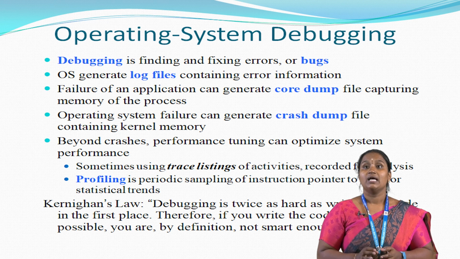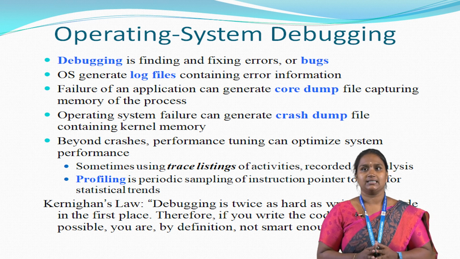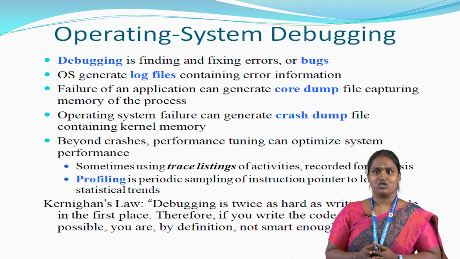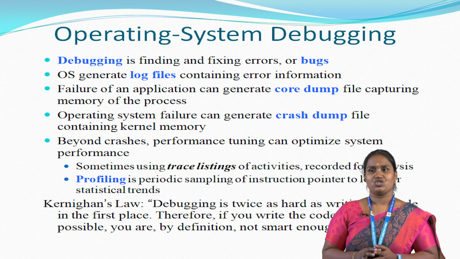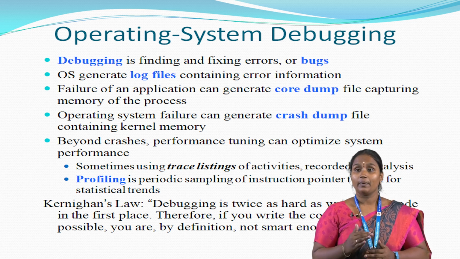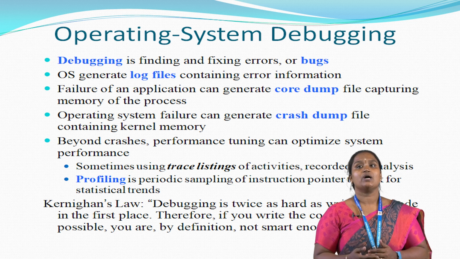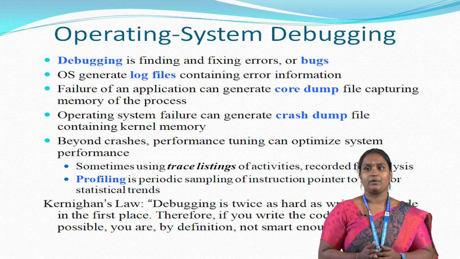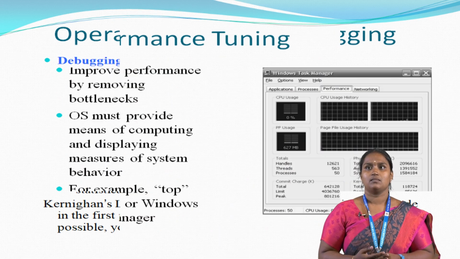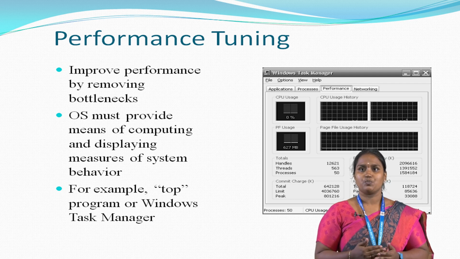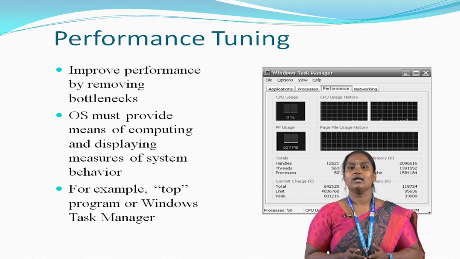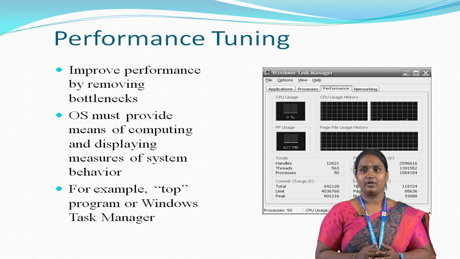Operating system debugging: debugging is finding and fixing errors. The operating system generates log files containing error information. Failure of an application can generate core dump files capturing the memory of the process. Operating system failures can generate crash dump files. Profiling is the periodic sampling of instruction pointers to look for statistical trends. Performance tuning improves performance by removing bottlenecks. The operating system must provide means of computing and displaying measures of operating system behavior.